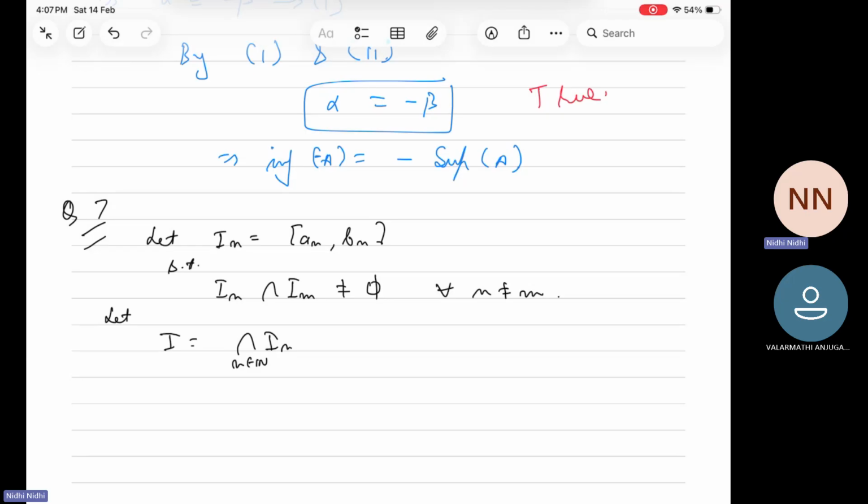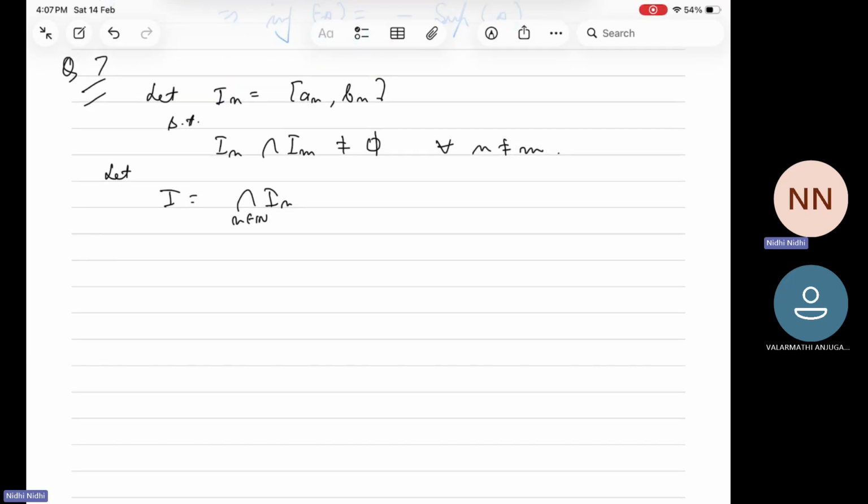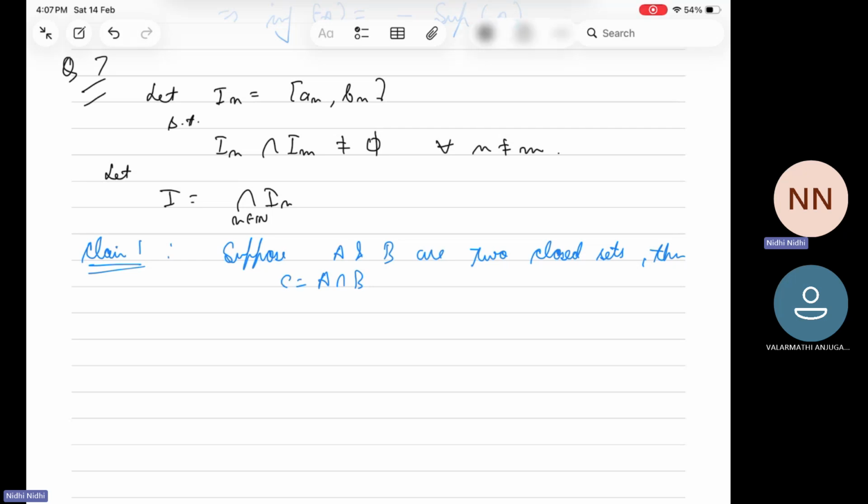For that, the main thing that one must be aware of is the fact that the intersection of closed sets is always a closed set. So yeah, let's start with that. Claim 1. Suppose A and B are two closed sets, then A intersection B is also closed.